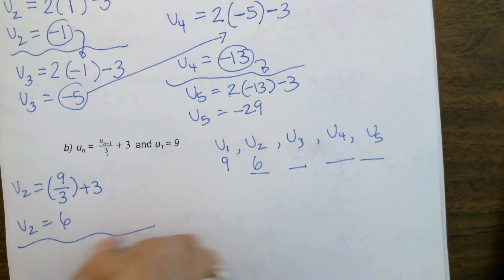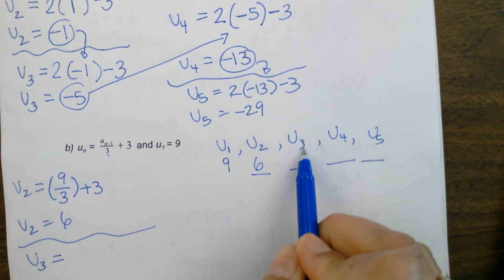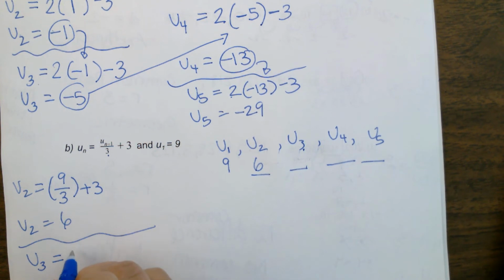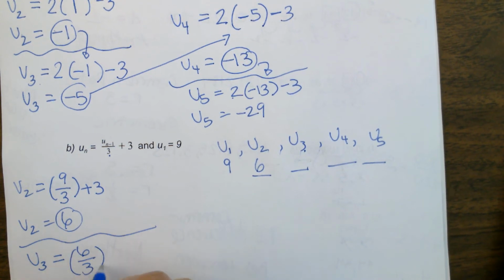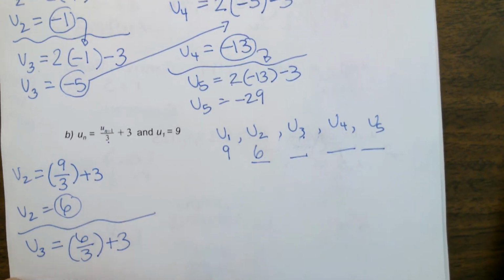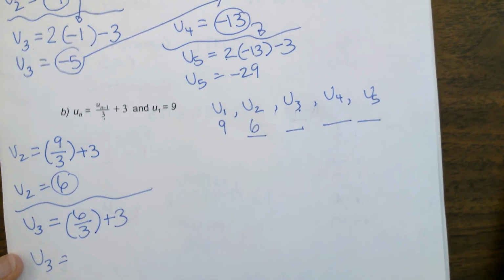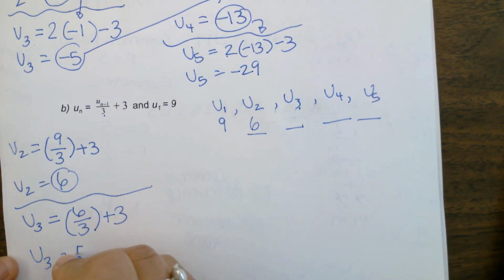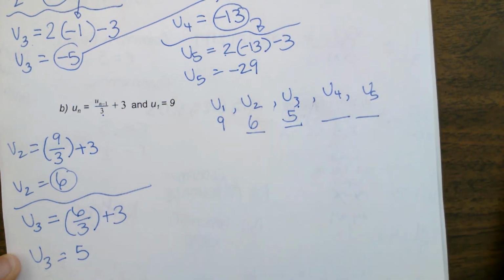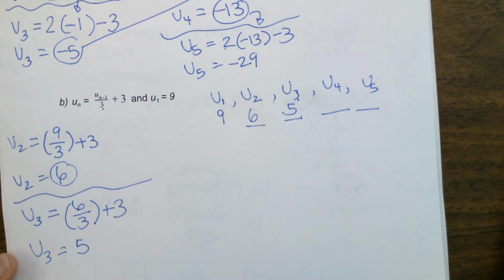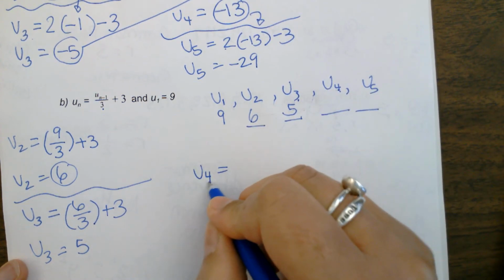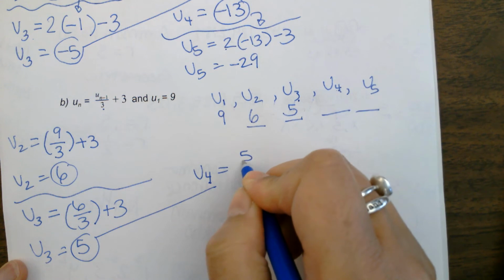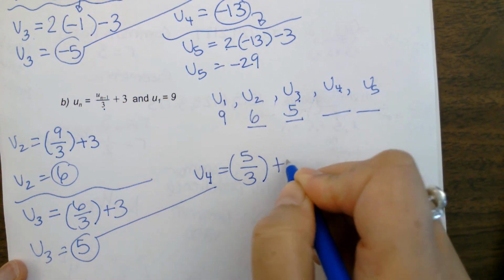Okay, u sub 3, the third term. We take the previous term, 6, divided by 3. I'm going to put parentheses around it because I'm going to do it in my calculator. 6 divided by 3 is 2, plus 3 is 5. Perfect. So we got u sub 3. Let's go to u sub 4, the fourth term. We take the previous term, 5, divided by 3, plus 3.